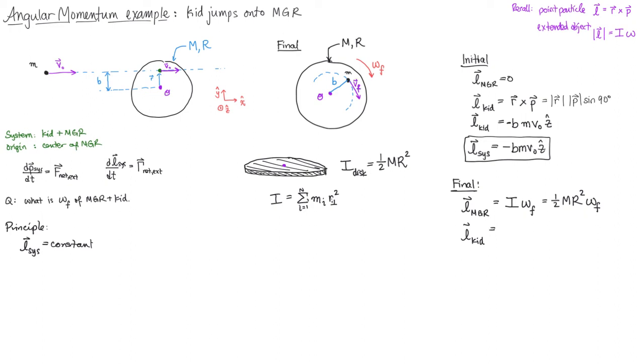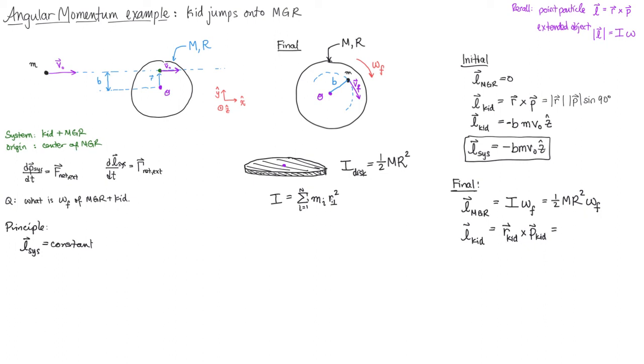Okay. And we know from circular motion that the angular speed and the linear speed at some point on the disk will be related by speed equals distance from center times angular velocity. Okay. So for the kid, we need to take the cross product of the position vector of the kid with the linear momentum of the kid once the kid has landed on the disk.